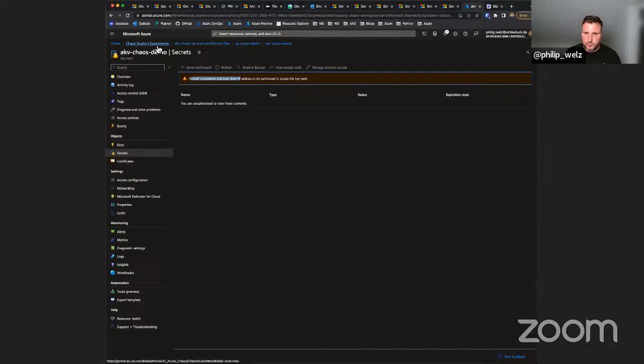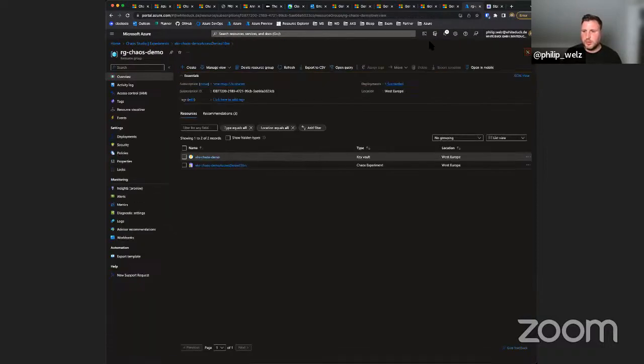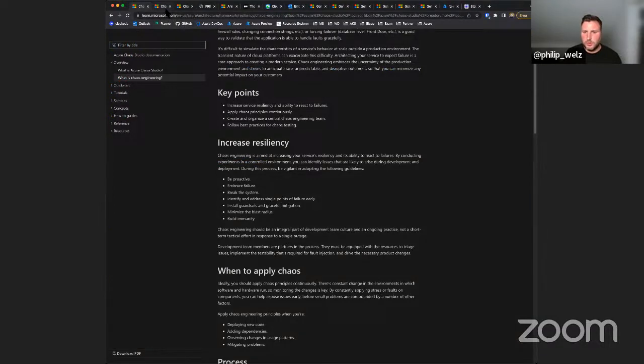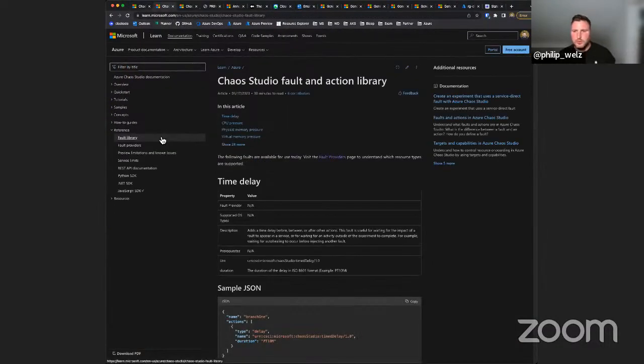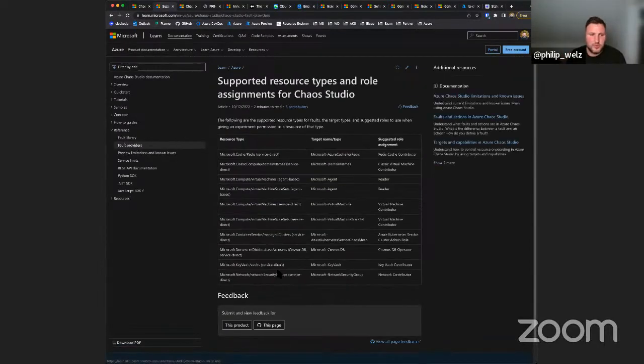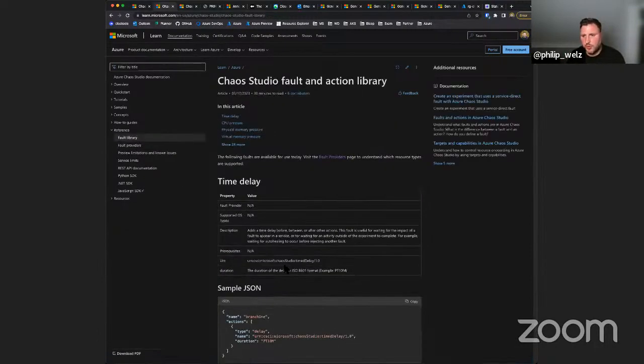And yeah, let's see how Microsoft goes on there. I think at the moment the fault library is here. I think there should be more providers somehow soon when it goes GA, and then let's see the pricing, and the library is okay, I guess.